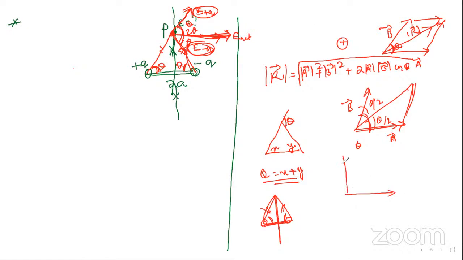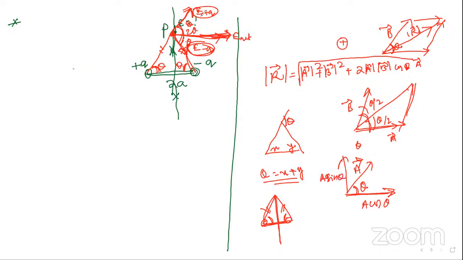Suppose this is the axis. Now this is, suppose, a vector, and it makes an angle theta. So what will be the component of a vector along the x-axis? A cos theta, very good. This will be A cos theta, and the component along the y-axis is A sin theta.